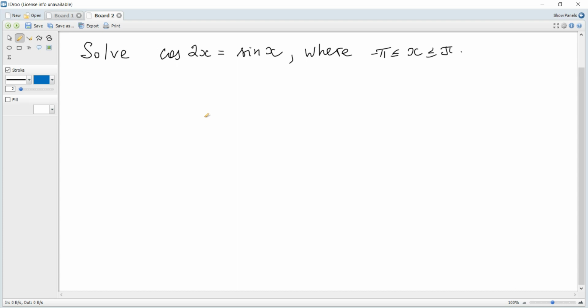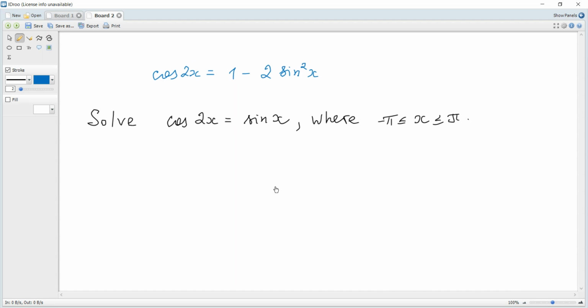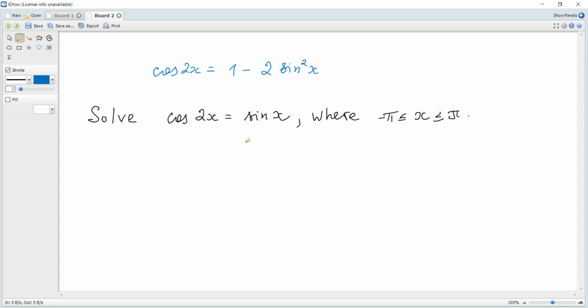So cosine of 2x is equal to sine of x, where x is greater or equal than negative pi and less or equal than pi. We can see 2x and 2x. It's a double angle for x, so it's reasonable to try to use a double angle formula. It is given in a data booklet, and there are a few variants for this formula, and if we take this variant, we can see that we can get a quadratic equation with respect to sine of x.